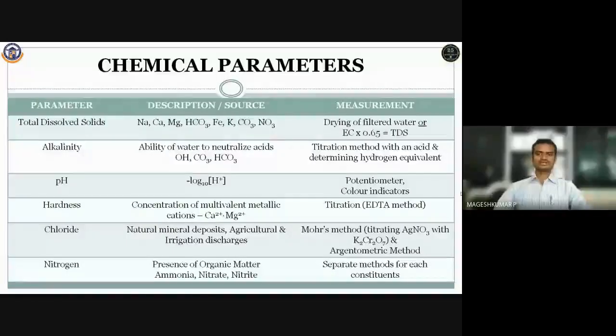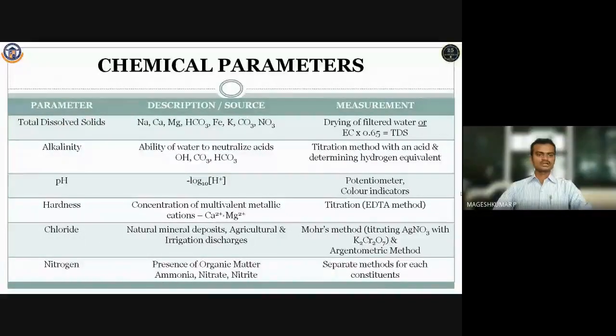Next is the alkalinity. It is the ability of water to neutralize acids. There are three types of alkalinities present in the water. One is hydroxyl alkalinity, carbonate alkalinity, and bicarbonate alkalinity. Titration method with an acid is normally used for the determination of alkalinity. And pH meters and color indicators, that means the color papers, are used for measurement of the pH, approximate methods.